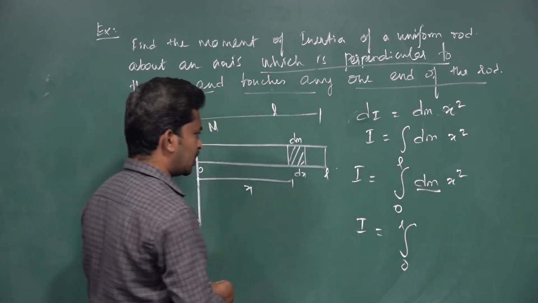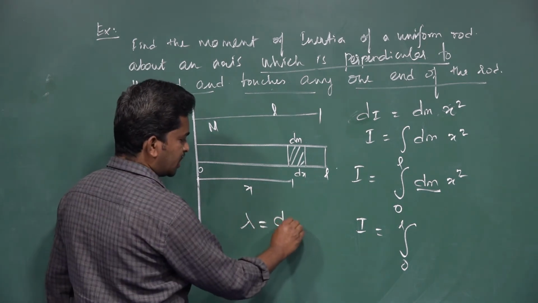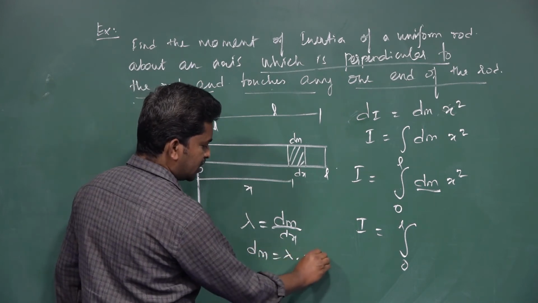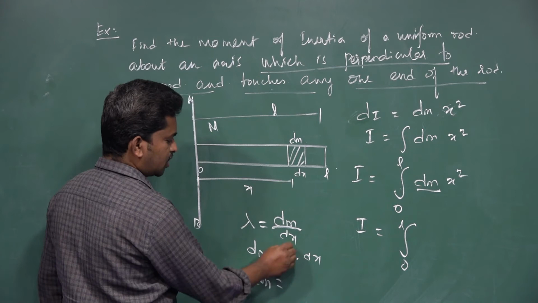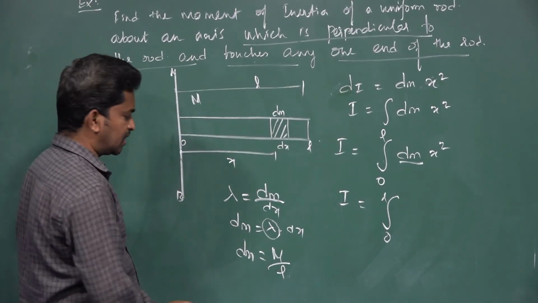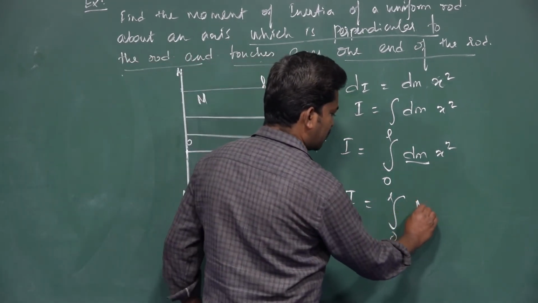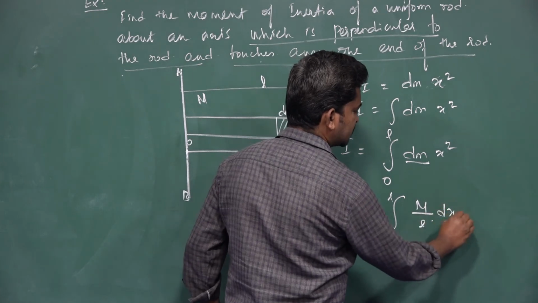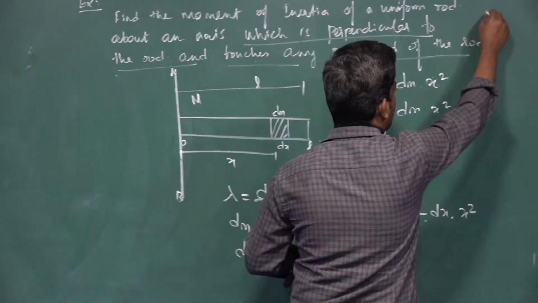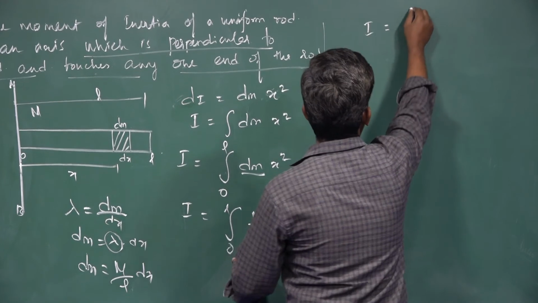What is dm? A small mass. The linear mass density is lambda equal to dm divided by dx, so dm is equal to lambda into dx. Lambda is equal to mass divided by length, mass per unit length. So substitute dm equal to m divided by L into dx, into x square. The moment of inertia I is the integral with limit 0 to L.